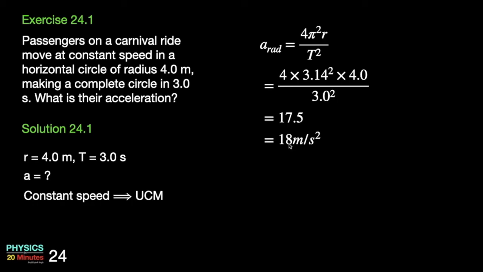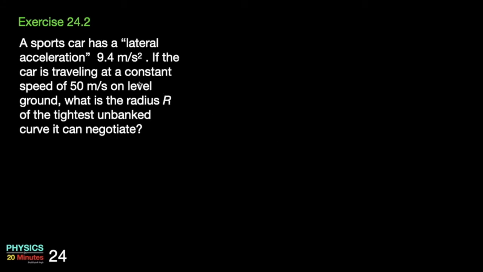Let's take another example. A sports car has a lateral acceleration of 9.4 meters per second squared. If the car is traveling at a constant speed of 50 meters per second on level ground, what is the radius r of the tightest unbanked curve it can negotiate? Try solving it on your own, come back and check the solution.